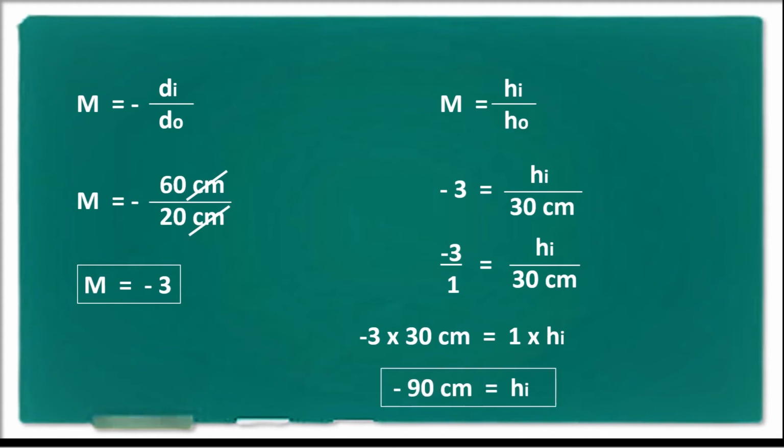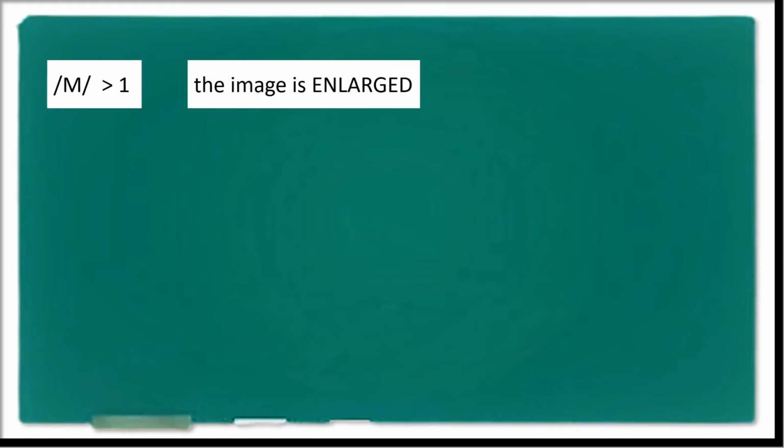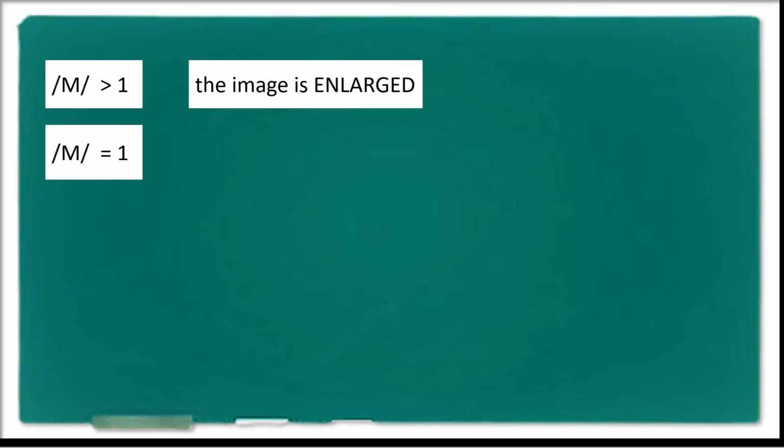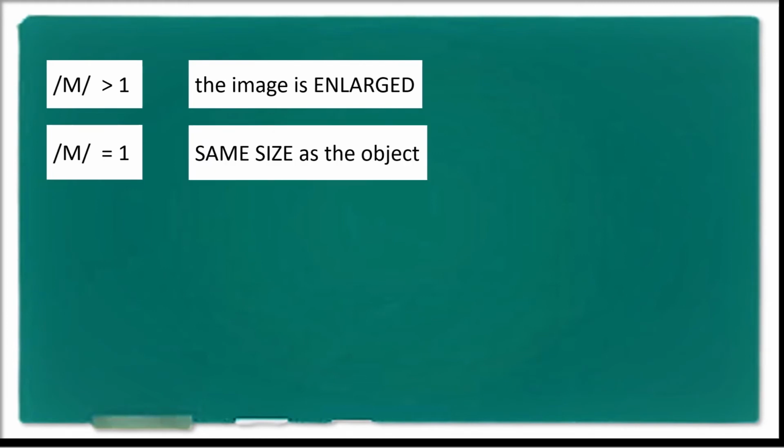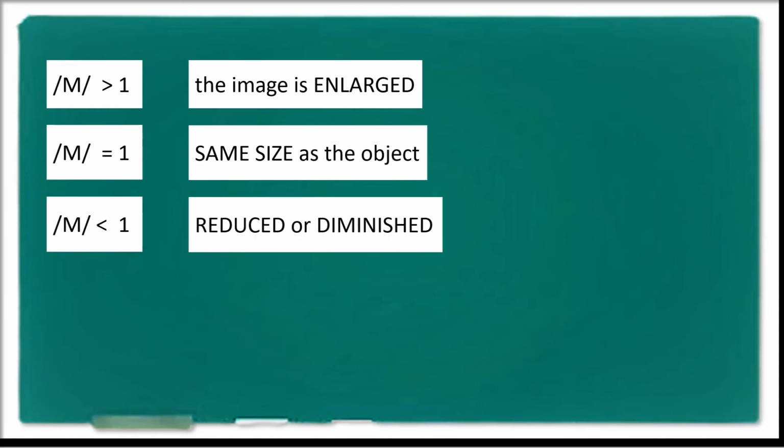To describe the orientation and the size of the image, always remember the following. If the absolute value of the magnification is greater than 1, the image is enlarged. If it is equal to 1, the image is of the same size as the object. And an absolute value of the magnification that is less than 1 corresponds to an image that is reduced or diminished. Now, our final answer for the magnification is negative 3.